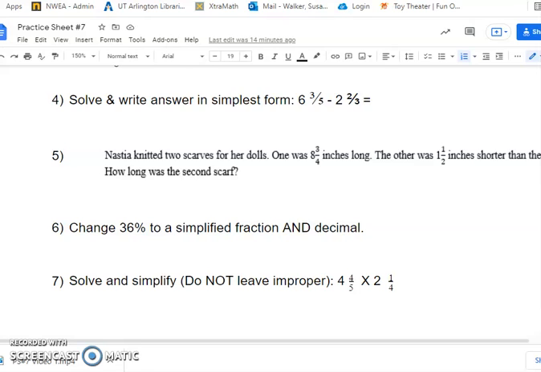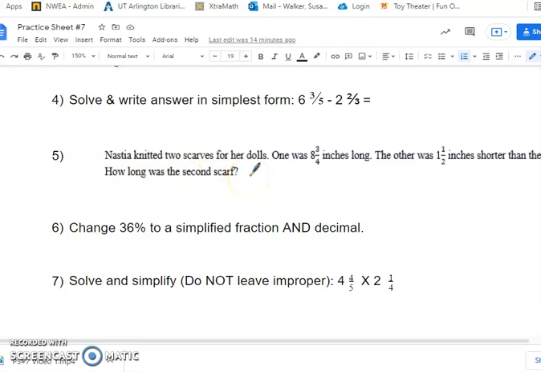So we are doing practice sheet 7. This is the second video. So we're going to look at number 5. It says, Nastia knitted 2 scarves for her dolls. One was 8 3/4 inches long. The other was 1.5 inches shorter than the other. How long was the second scarf?